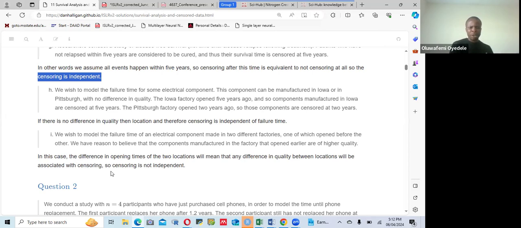So the last question, I, says we wish to model the failure time of an electrical component made in two different factories, one of which opened before the other. We have reasons to believe that the components manufactured in the factory that opened earlier are of higher quality. So they do say that in this case, the difference in opening times of the two locations will mean that any difference in quality between locations will be associated with censoring. So censoring in this case is not independent.